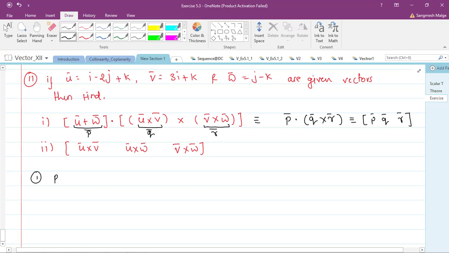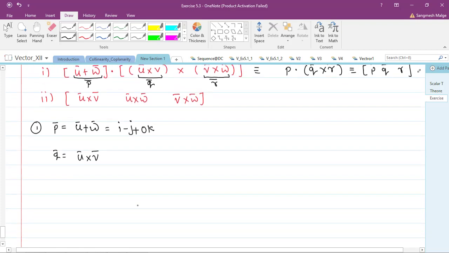So first, to find p bar, it is nothing but u bar plus w bar. So u plus w: i plus 0 is i, minus 2j plus j is minus j, and plus k and minus k is 0k. This is p bar. Now let's find the q bar. What is q bar? It is u bar cross v bar, and how do you solve for the cross product?